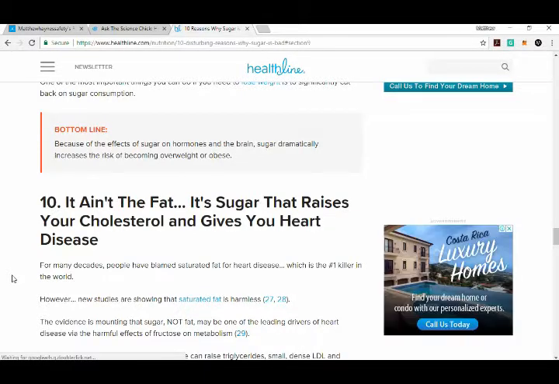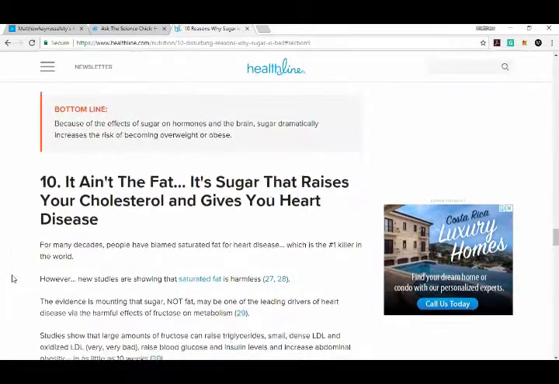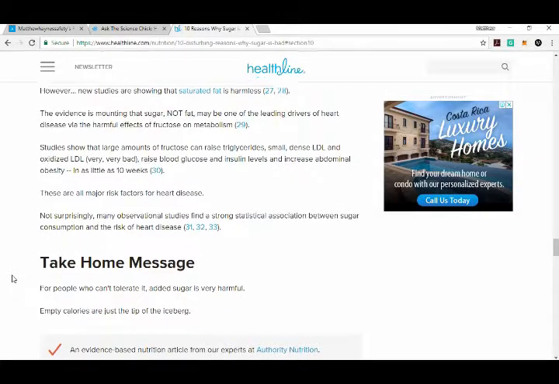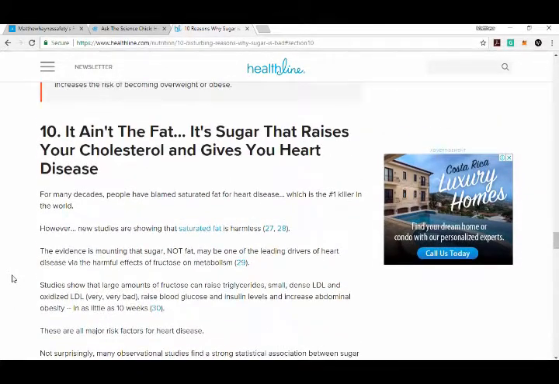It's not the fat, it's the sugar that raises your cholesterol and gives you heart disease. Well, we kind of know that that's not entirely true. While new studies are showing that saturated fat is harmless, the best fats are, of course, polyunsaturated and monounsaturated fats. You do want to avoid trans fats at all costs, but sugar is kind of the silent killer, and that's what science is showing.